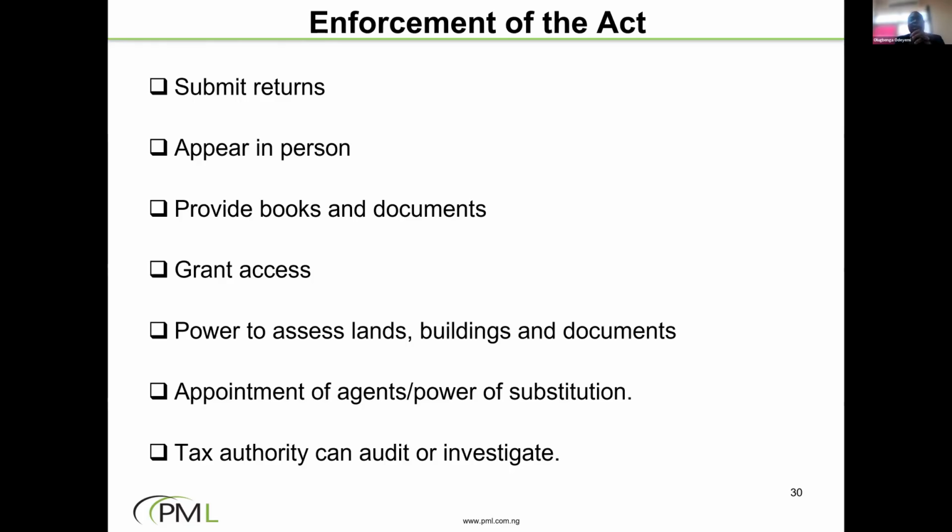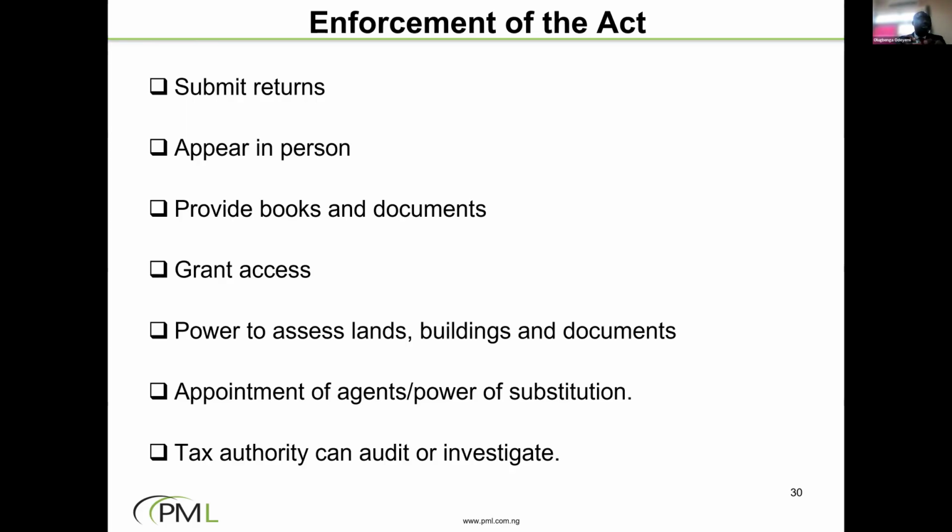And then the tax authority now, how do I say it? They have access, so they can easily come to ask you questions, which has also been in existence. There's also power to access land, buildings, documents. There's appointment of agent. You can appoint an agent or power of substitution.